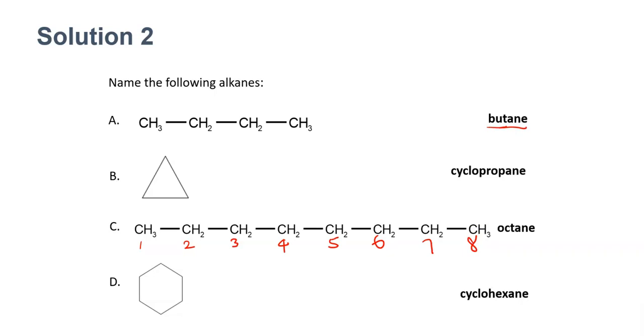And D has 1, 2, 3, 4, 5, 6. 6 carbon containing alkane. For 6, if it is a linear compound, we say it is hexane, right? If it is linear. But since it's a cyclic compound, we add this prefix cyclo in front of hexane, so it is cyclohexane. So that's how you figure out the naming of different alkanes.